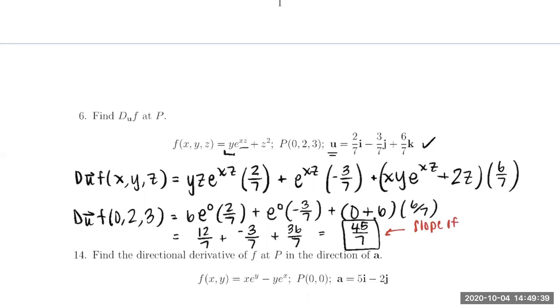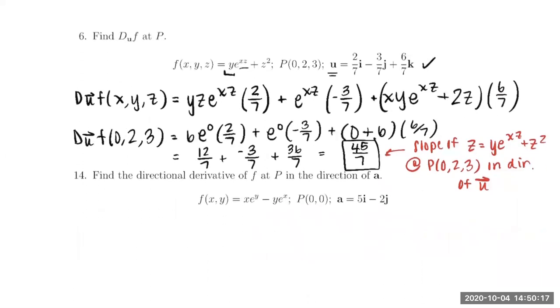All right, so again, the interpretation geometrically is this is the slope of the surface z equals ye to the xz plus z squared, particularly at the point (0, 2, 3). But remember, there's 360 degrees of rotation around that point. In which direction are we looking at our slope? Because this is no longer a curve that's going to have the same slope. It's going to change with the direction. So this is in the direction of the vector u. All right, so that's our geometric interpretation of what that scalar value means.